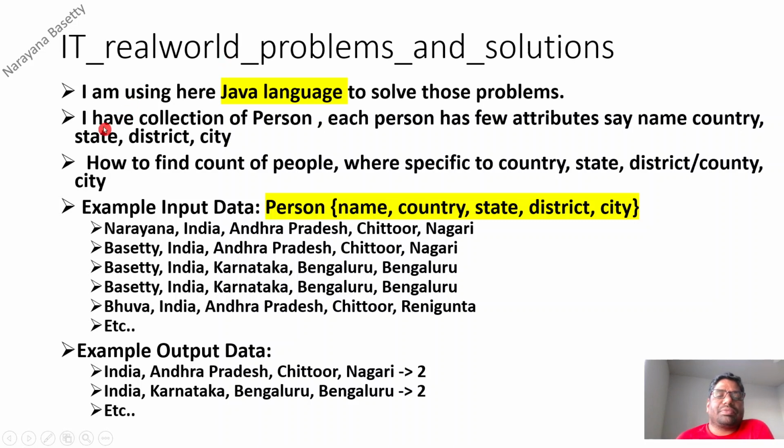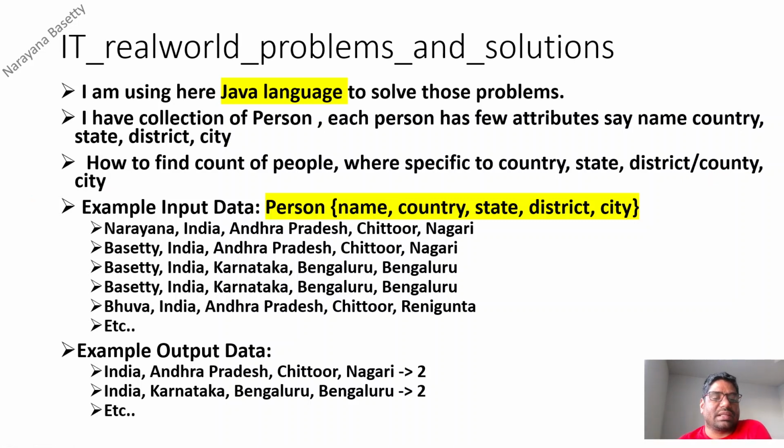So I have a collection of persons. Each person has a few attributes, say name, country, state, district, city, and so forth. For example, how do we find the count of people specific to each country, state, district, or county? In other countries, instead of district, they call it county. Say I pass India as the country.